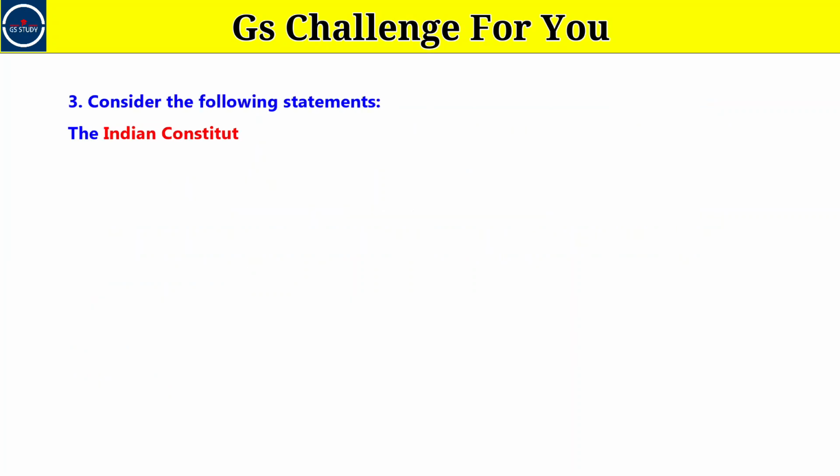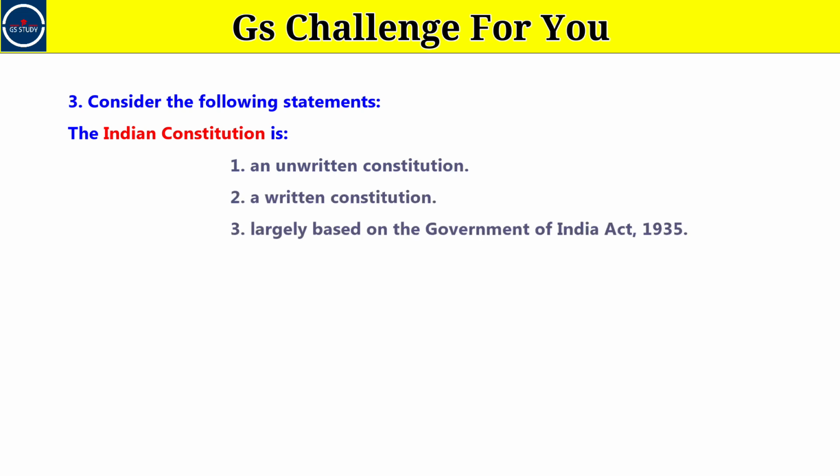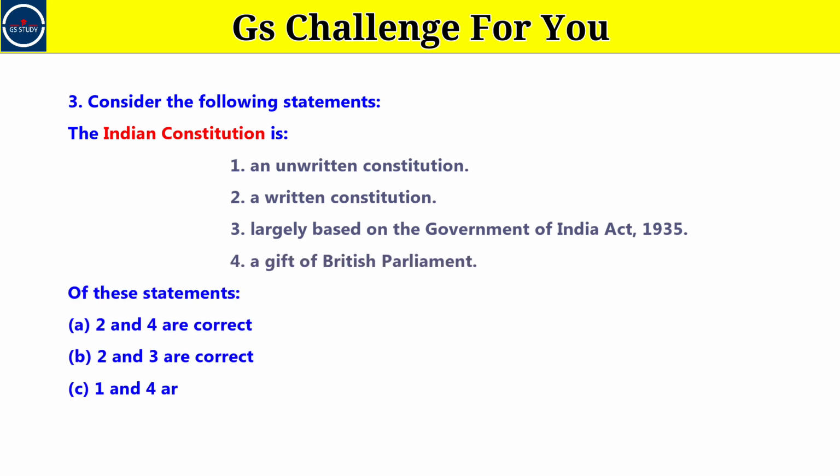3. Consider the following statements. The Indian Constitution is 1. An unwritten constitution. 2. A written constitution. 3. Largely based on the Government of India Act, 1935. 4. A gift of British Parliament. Of these statements, A. 2 and 4 are correct.